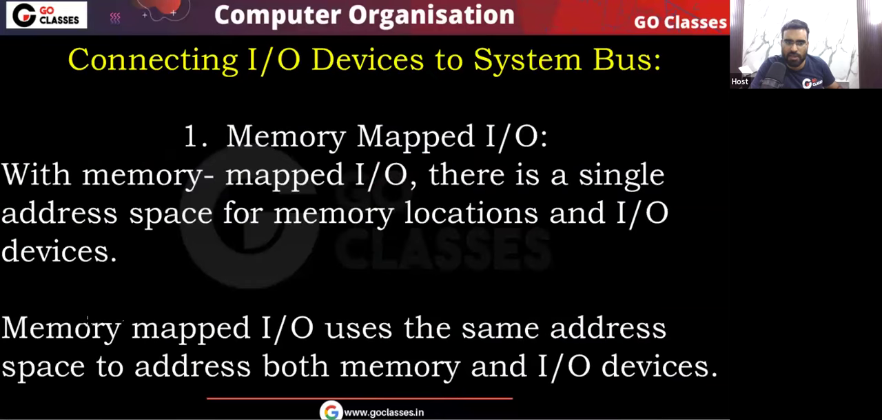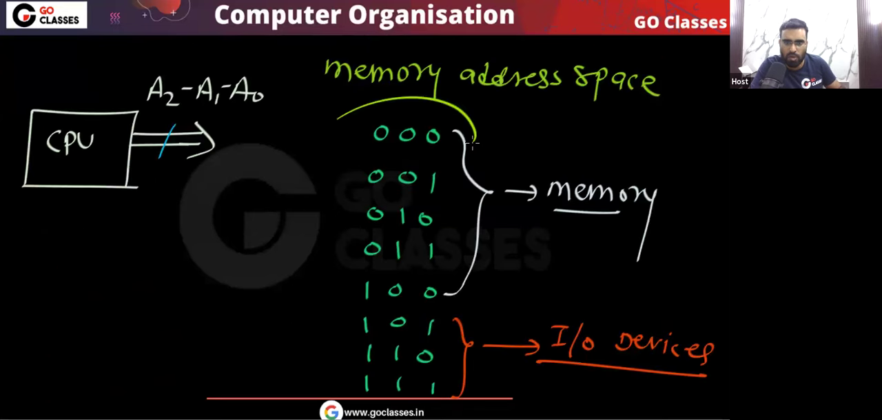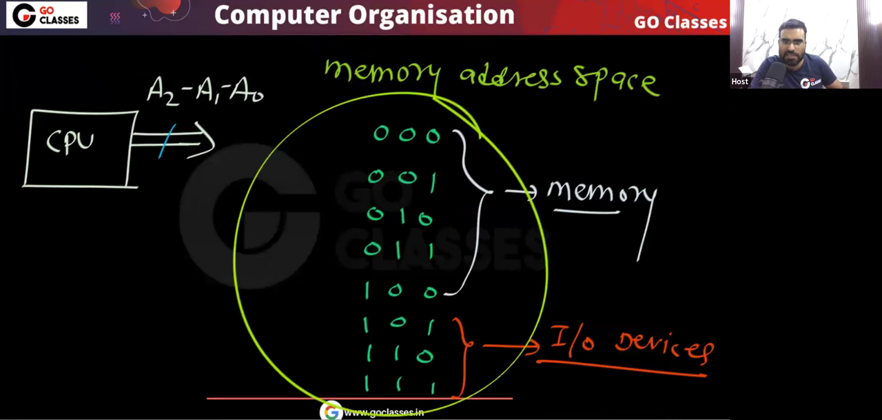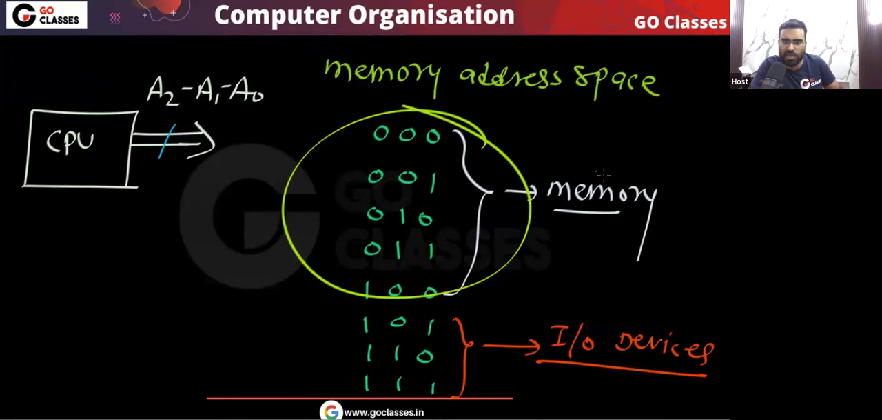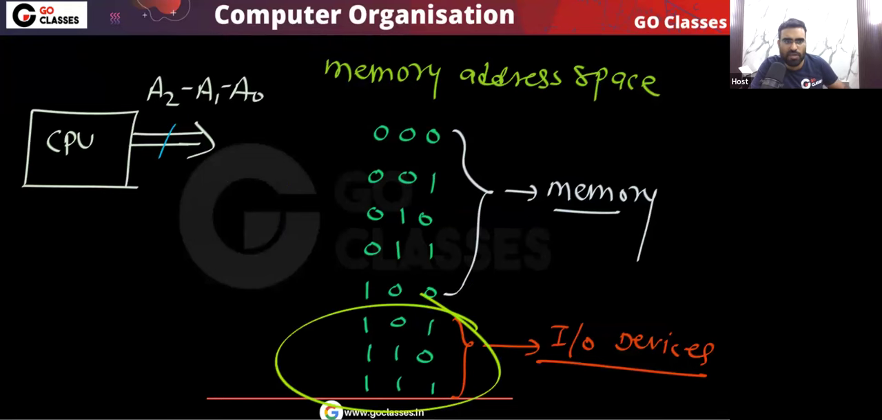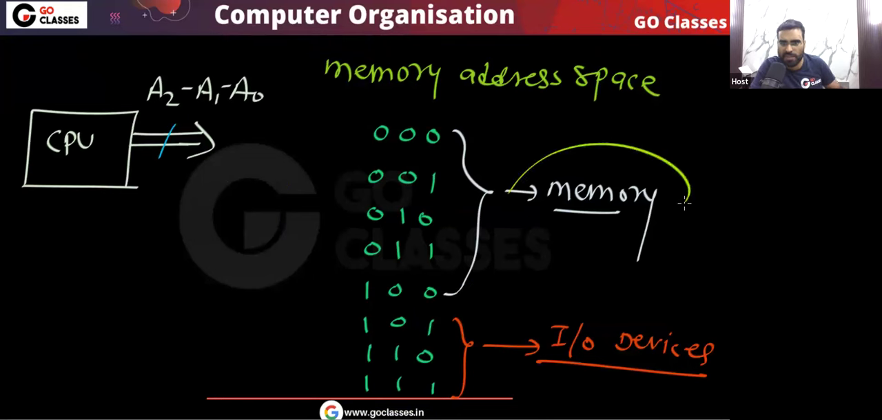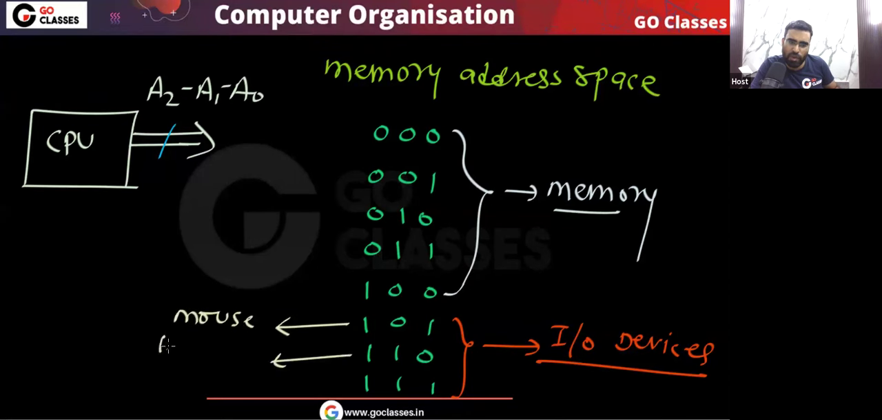Is this clear? So remember, main memory and IO devices have the common address space. Memory mapped IO simply means that we have the same address space for both memory and IO devices. These are the addresses. These addresses we can use for main memory, and these addresses we can use for IO devices. So they are basically sharing the address space. For example, maybe this address we can give to the mouse, maybe this address we can give to the keyboard.